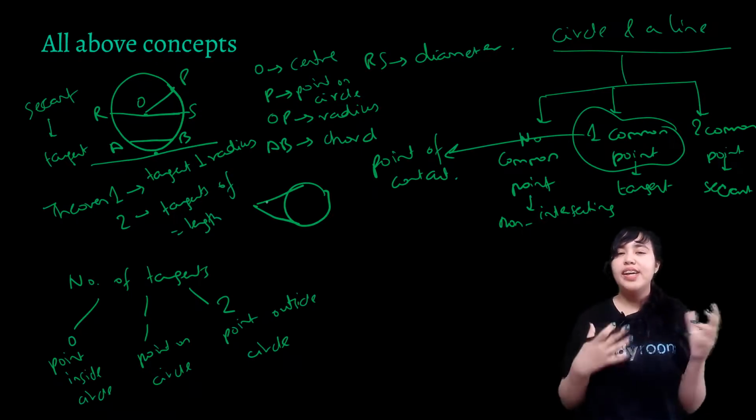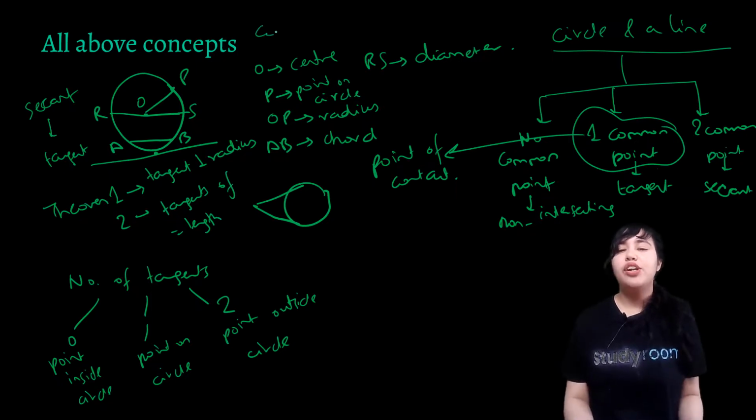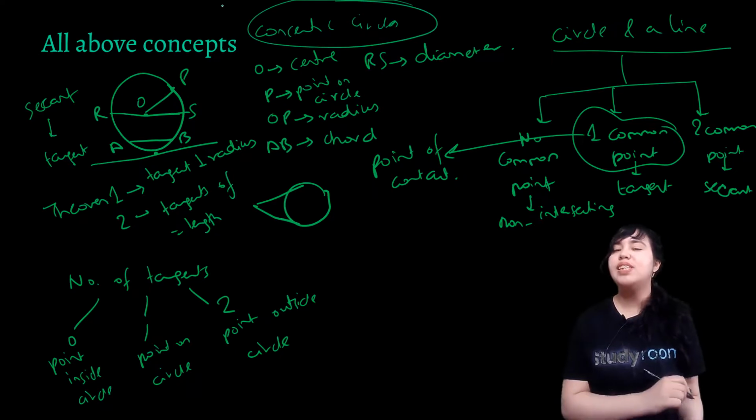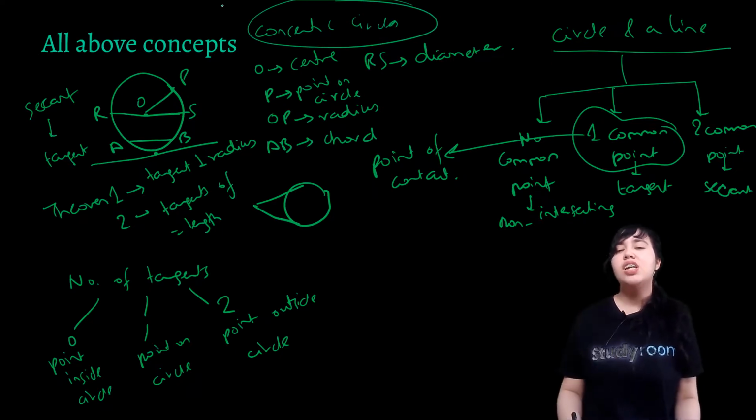Then a quick check on you. What do you understand by concentric circles? We came across this term in one of the examples. So it's very important. So they refer to circles which are having the same center but different radii.